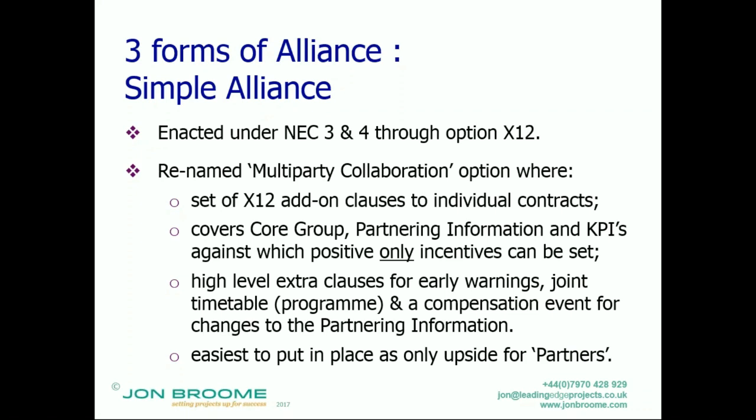So if my project comes in below £10 million, the designer gets 10%, Contractor 1 gets 25%, Contractor 2 gets 25%, leaving me as a client with 40%. And that could be for time, it could be performance, etc. The actual core clauses, the X12 clauses, also cover at a high level early warnings between other parties, joint timetable for the program, and compensation events for changes to the partnering information.